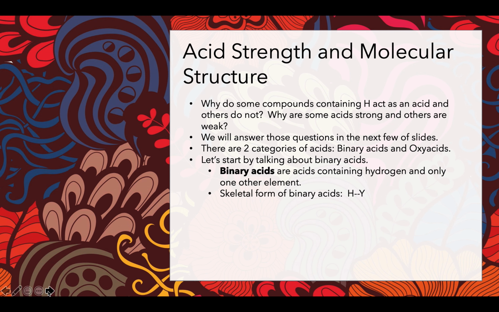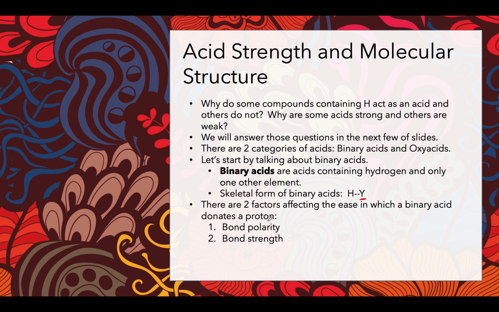All right, so once again, we have some more vocabulary that you're being introduced to. We have 2 categories of acids. We have binary acids and oxyacids. So we're going to start off by talking about these binary acids. These are acids containing hydrogen and only one other element. So this Y here would represent any element on the periodic table. Now there are going to be 2 factors affecting the ease with which a binary acid donates a proton, and that is the bond polarity and then the bond strength.